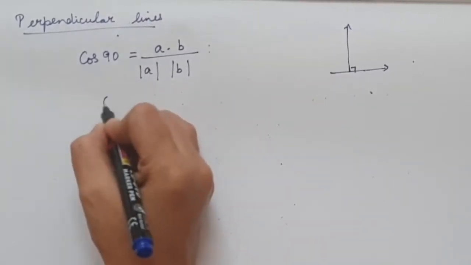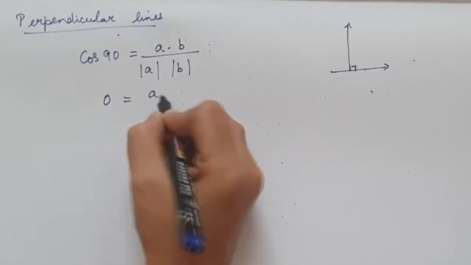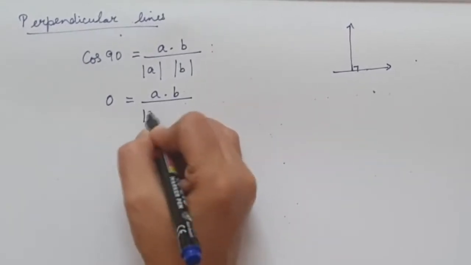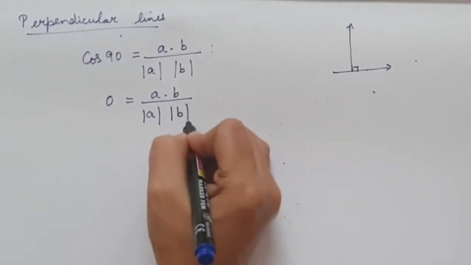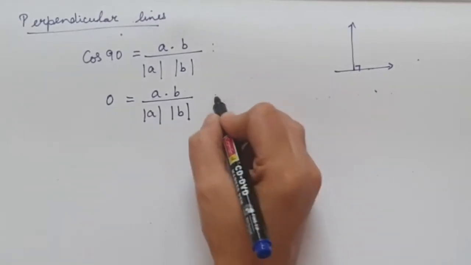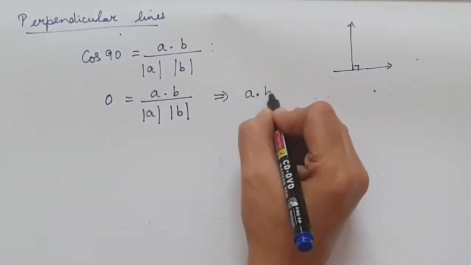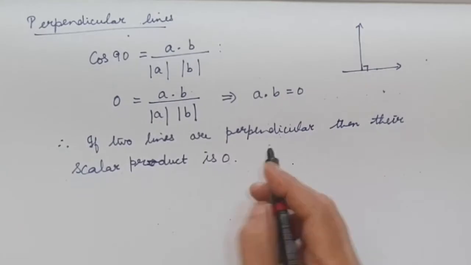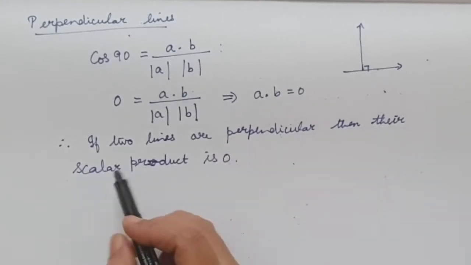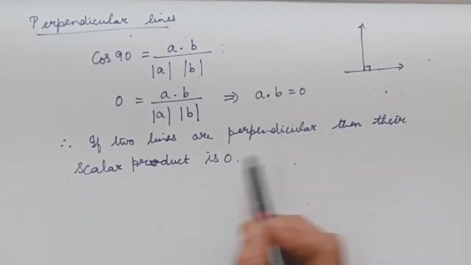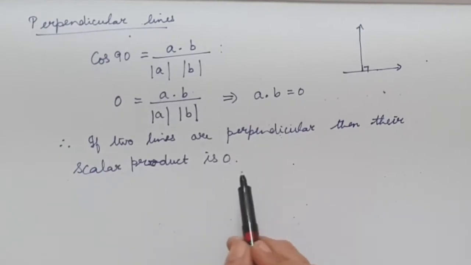But we know cos 90 is 0. So 0 will be equal to A dot B by magnitude of A into magnitude of B. So automatically this gives us A dot B equal to 0. So from this we understand that if two lines are perpendicular, then their scalar product is 0.